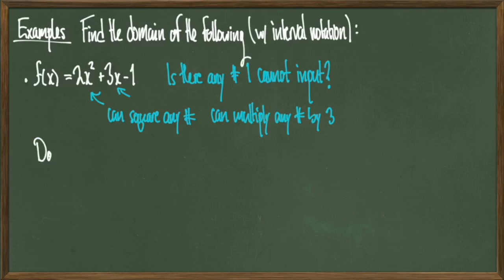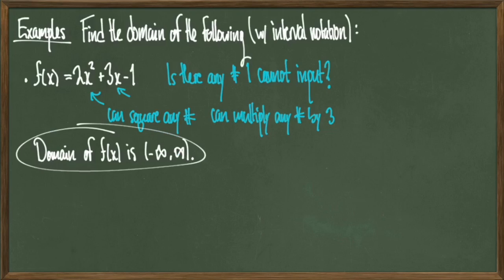and it turns out that there's no real number that you can't take its square, and there's no real number that you can't multiply by 3. So it turns out the domain of this function is all real numbers, which is denoted by the interval −infinity to infinity. This might not feel like the most enlightening example out there, but again, the idea of domain is looking for things that your function cannot handle.